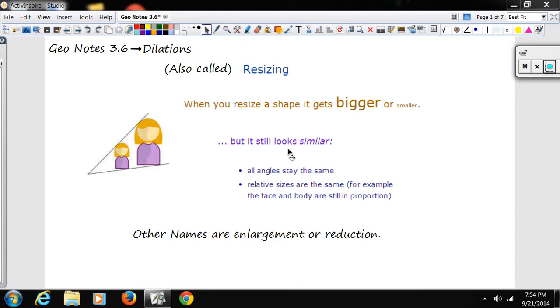One gets bigger and smaller, but they still look similar. They still look the same. All the angles stay the same. Relative sizes are the same. For example, the face and the body are still in proportion. The face is still proportional to the body, but the size of everything just doubled or tripled or whatever. We could also call these enlargements or reductions.